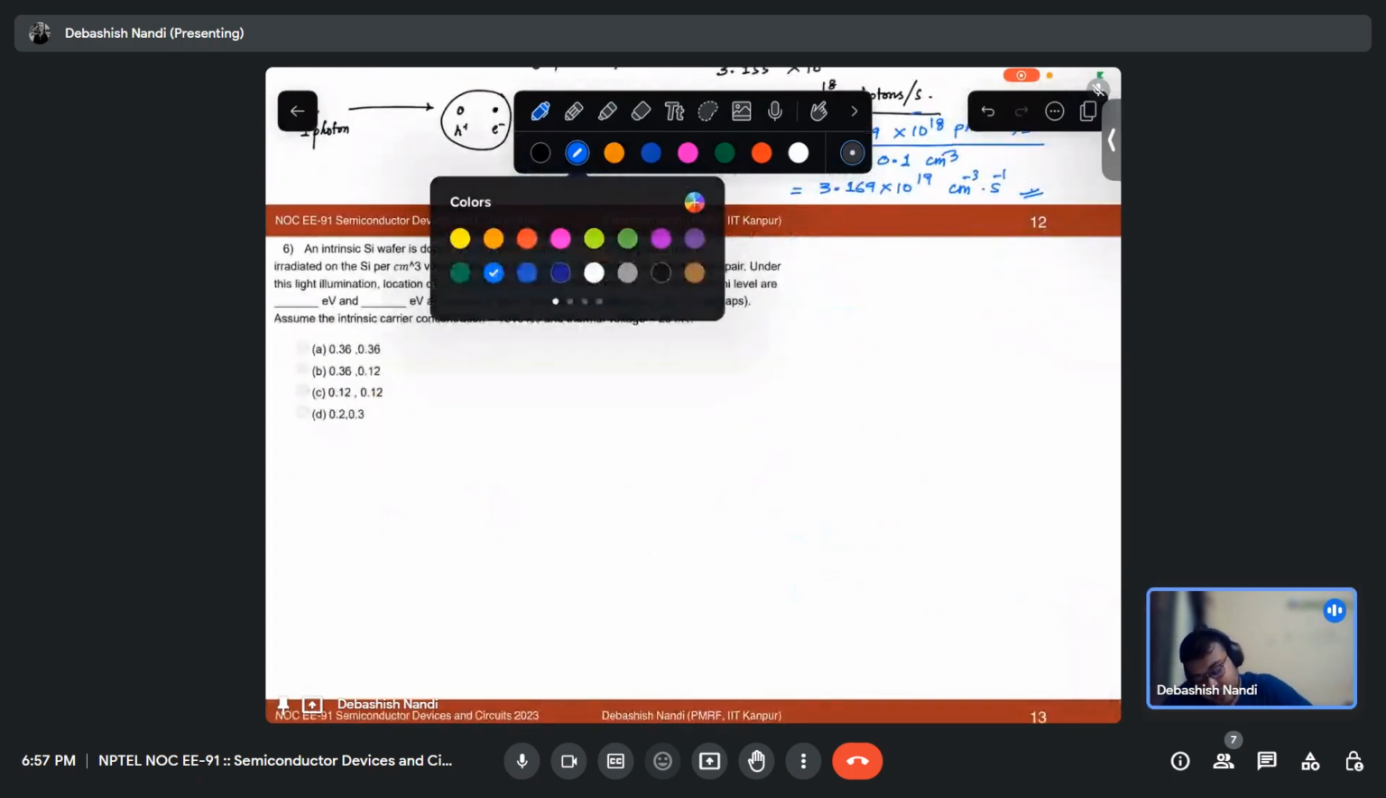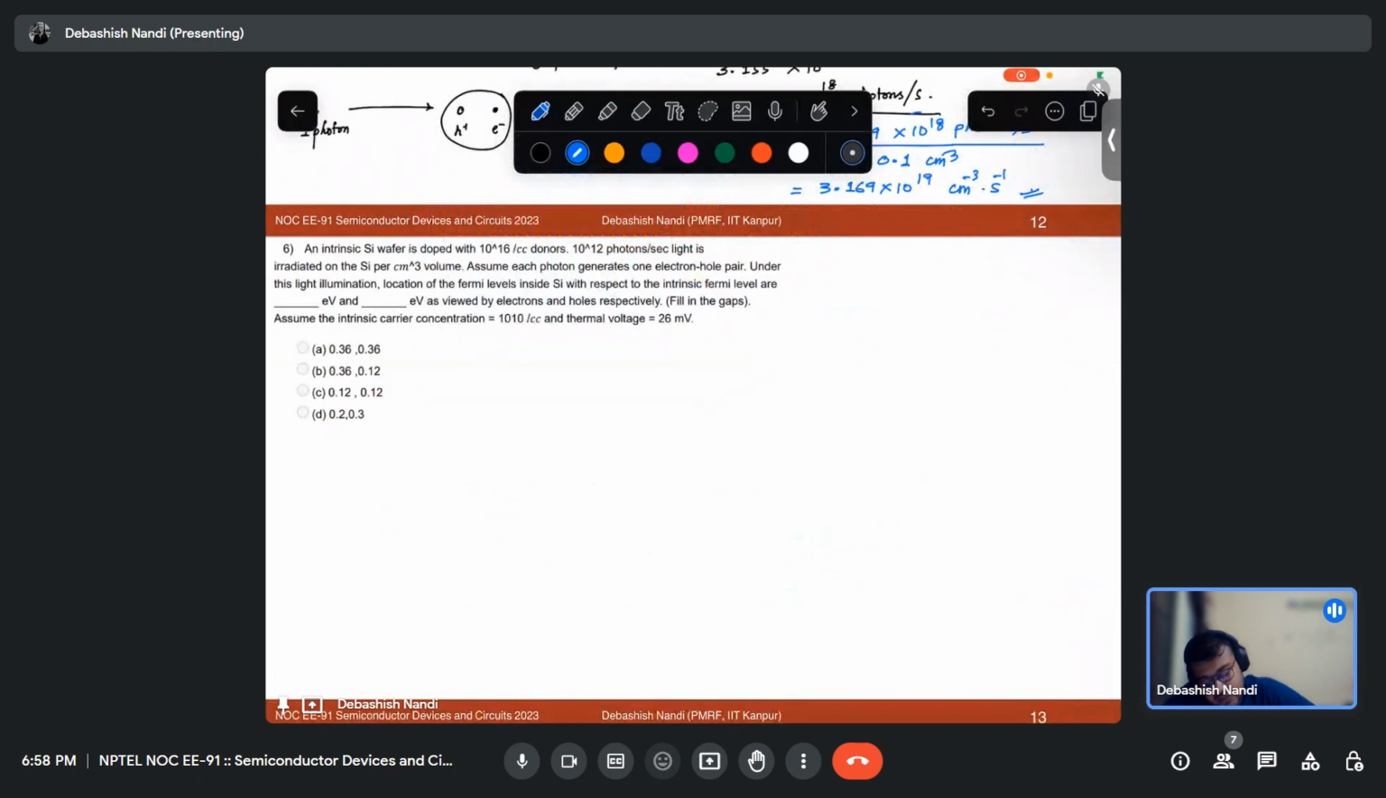Okay, it is mentioned that an intrinsic silicon wafer is doped with these donors. Okay, that means your ND is given as 10 to the power 16 per centimeter cube. 10 to the power 12 photons per second light is irradiated in silicon per centimeter cube volume. Assume each photon generates an electron hole pair. Okay, so let me assume that this is my N0. Okay, N0 means electron concentration at equilibrium. So your N0 is 10 to the power 16 per centimeter cube. So what will be your P0?